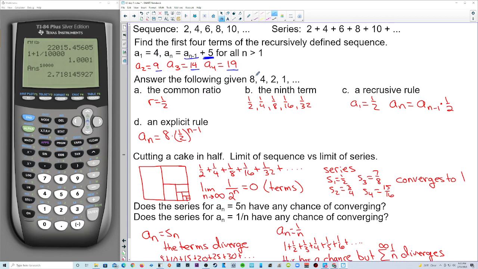Answer the following. 8, 4, 2, 1. r is equal to 1/2, and we see that over here actually. The 9th term, well, we have a half, a fourth, an eighth, a 16th, and a 1/32. So there's your 9th term.